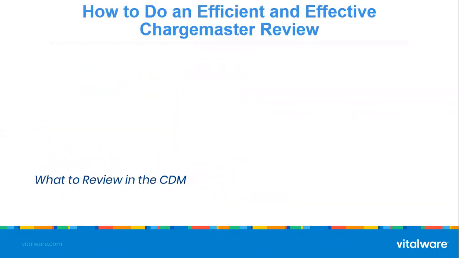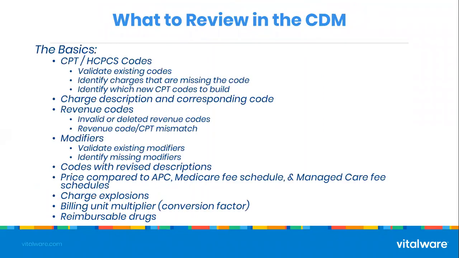So now that we've talked about the actual data, what elements of that data and what process related to the data will you review? So let's talk about what to review when you're doing a CDM review. So I would consider what you're seeing on this screen here, kind of the basics. So you're going to want to look at the CPT and HCPCS codes. So validate the ones that are already there. Identify charges that exist, but they're actually missing the code that identifies what they are.